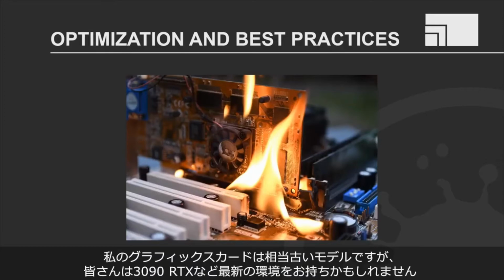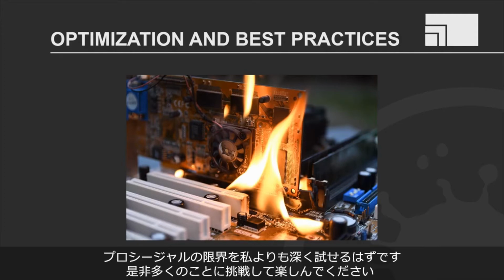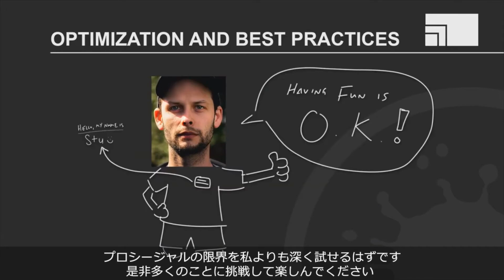I'm on a graphics card that was built in the Stone Age. Some of you are cruising on 3090 Titan RTX double-shot espresso macchiato NVIDIA cards. You'll know way better than me how complex your procedural nodes can get before you experience slowdowns. Go out and explore and have fun with it.